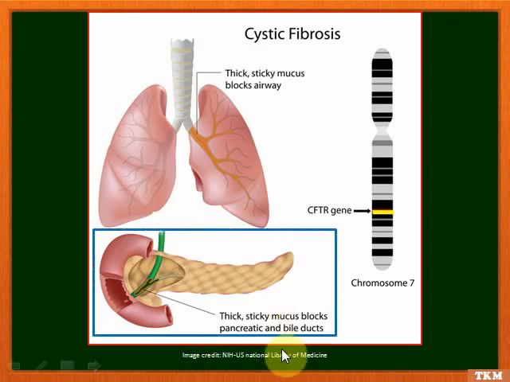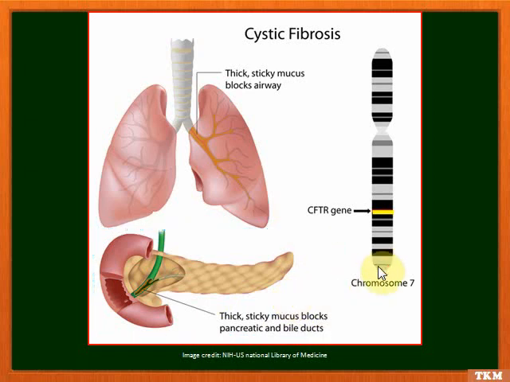So this thick sticky mucus, along with the lungs, it can also affect the pancreas. It can go and block the pancreatic and bile ducts. So what is responsible basically? Which mutation? The mutation on the CFTR gene, chromosome 7, that is responsible for cystic fibrosis.